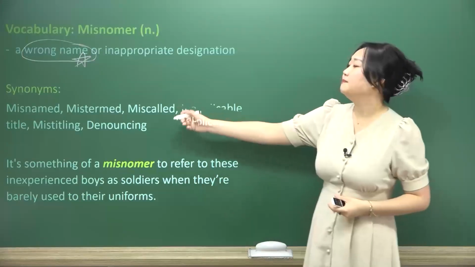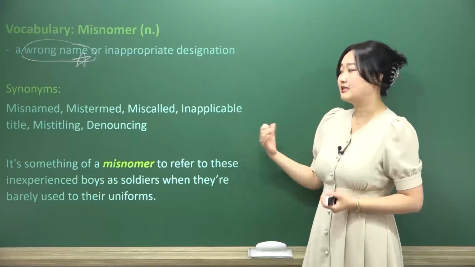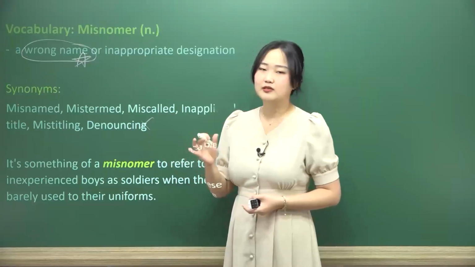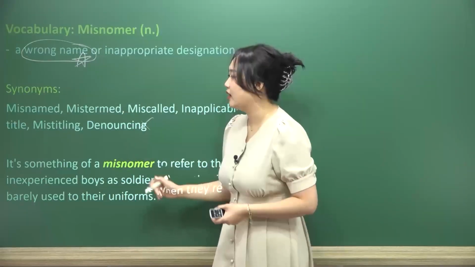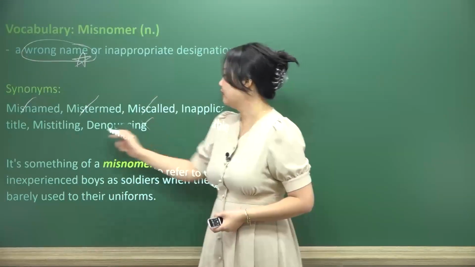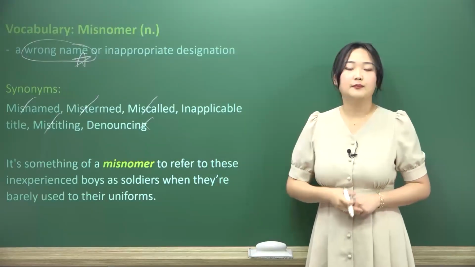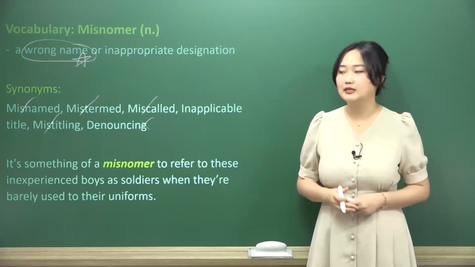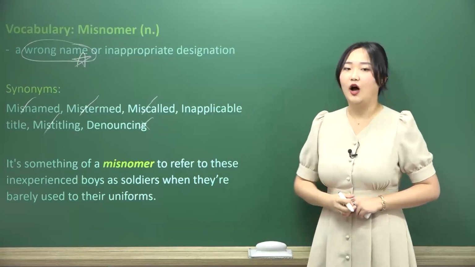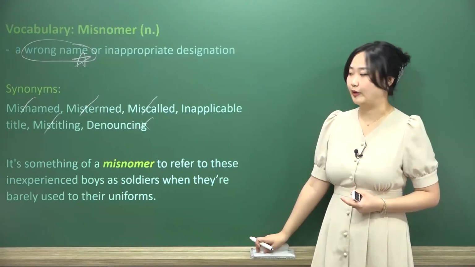So synonyms are misnamed, mistermed, miscalled, inapplicable title, mistitling, or denouncing. I would say denouncing is a bit of an odd kind of word. It works, but not necessarily in the same way. But as we can see, we have miss whatever, right? We have also this over here: named, termed, called, titling, putting a name to something, giving something a title. All these words are very similar. Miss being, of course, our prefix saying it is done incorrectly. And so that one should be a bit of a no-brainer.